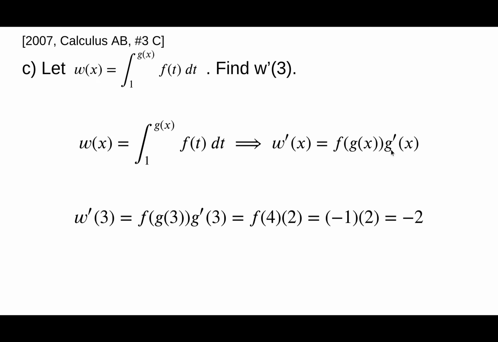G of 3 is 4, g prime of 3 is 2. F of 4 is negative 1. Negative 1 times 2 is negative 2. So w prime at 3 is negative 2.